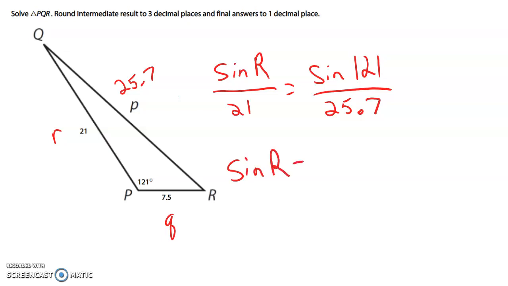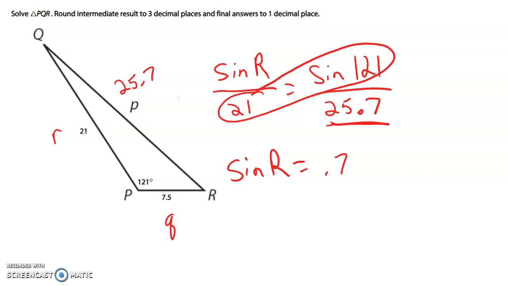All right, so sine of R, we're going to cross multiply and divide. So we're going to multiply these two numbers. Go ahead and multiply that in your calculator, and then divide by 25.7. And you'll get the sine of R is equal to 0.70040900784.